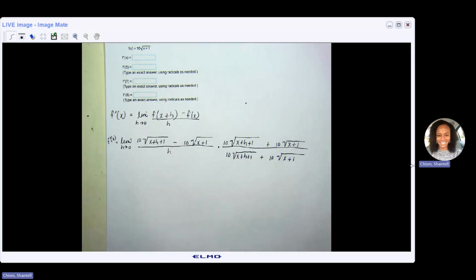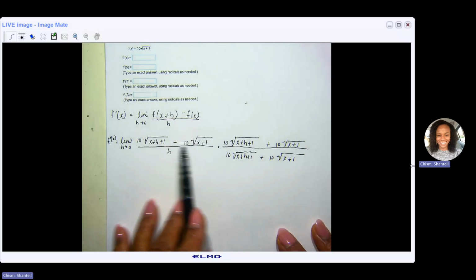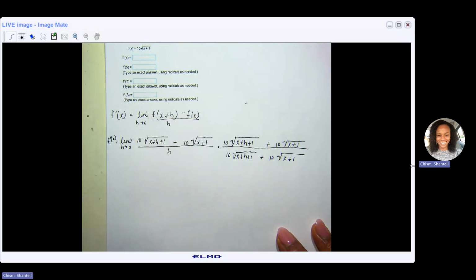I'd love for you to try a little bit on this one. And like I said, I'll finish it up. But I recommend that you look at the formulas. Let me show you what happens here when you multiply this top by its conjugate. Let me go ahead and show you a little bit more. So we've got the limit as h approaches 0.